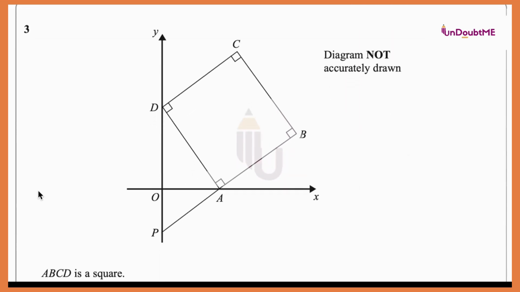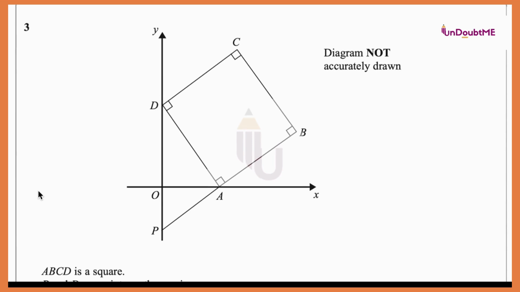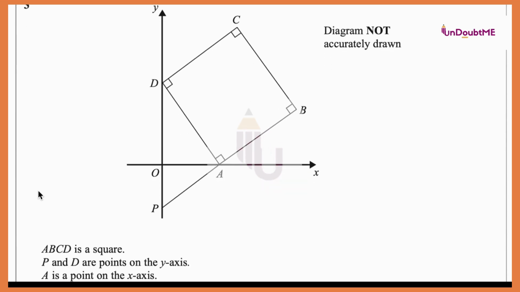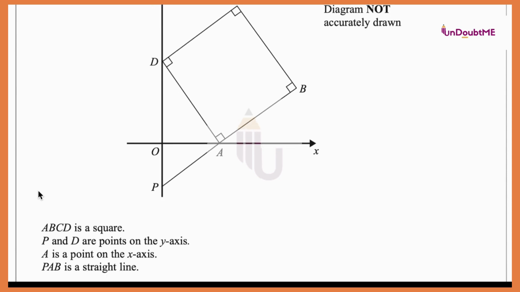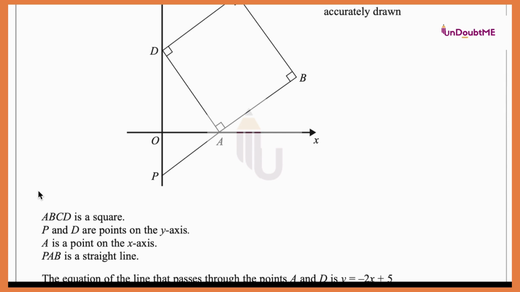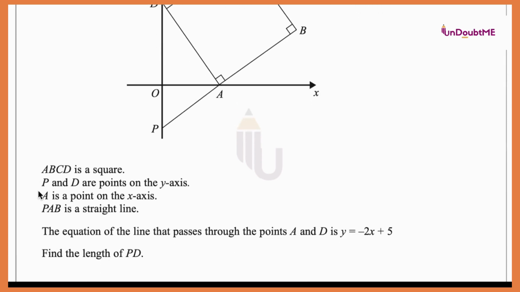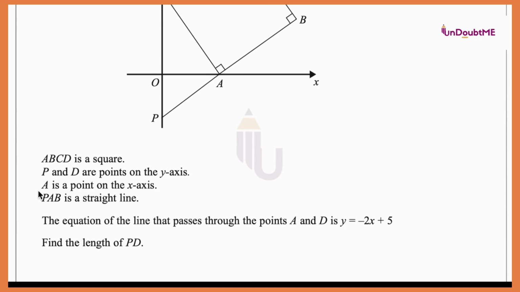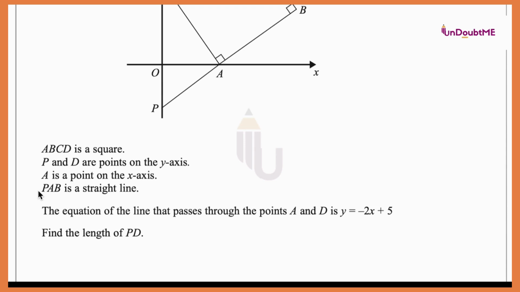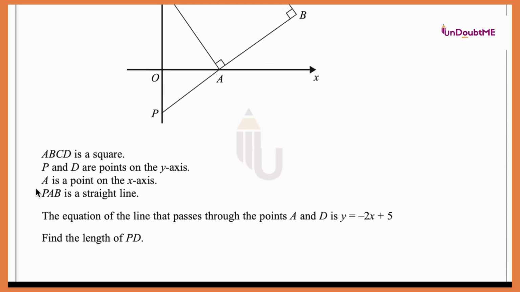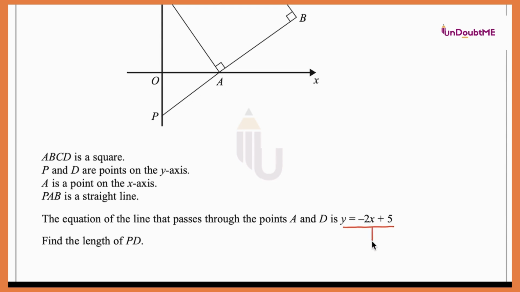Now the next question. In this question you can see in this diagram, it is given that ABCD is a square, P and D are points on y-axis, A is a point on x-axis, and PAB is a straight line. Equation of line that passes through point A and D is y is equal to minus 2x plus 5. Find the length of PD. Now y is equal to minus 2x plus 5. If you look at this line carefully, I can place x is equal to 0 in this, and I will get y is equal to 5.